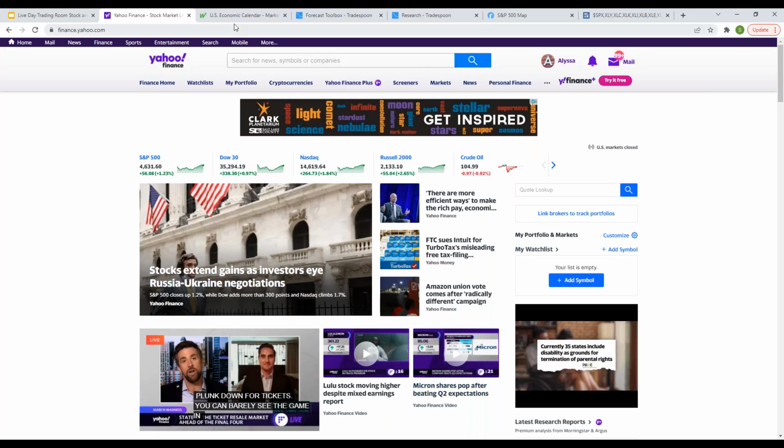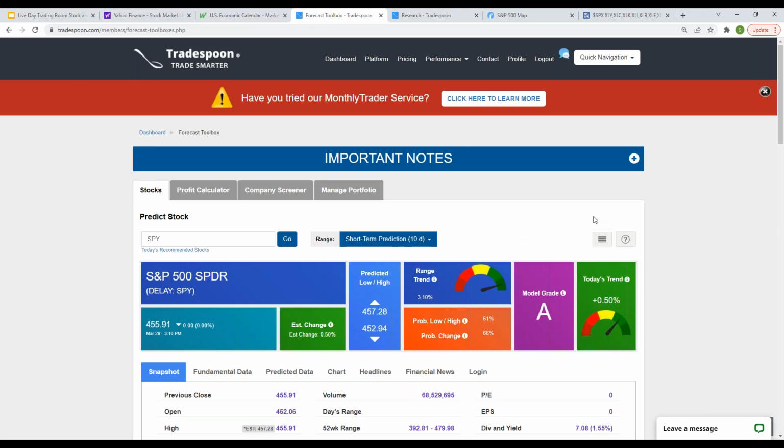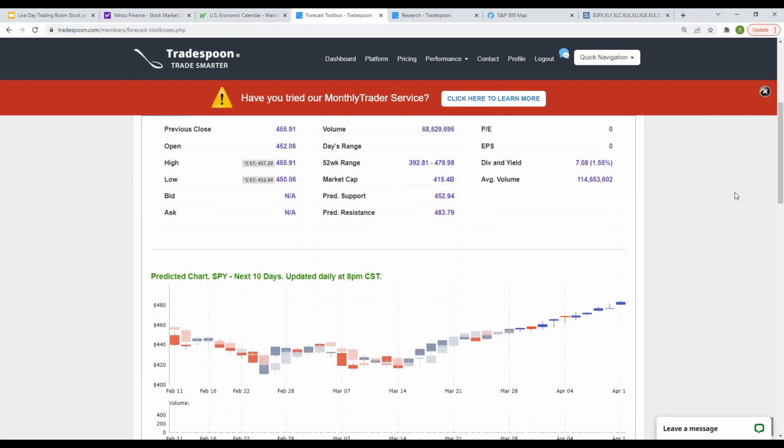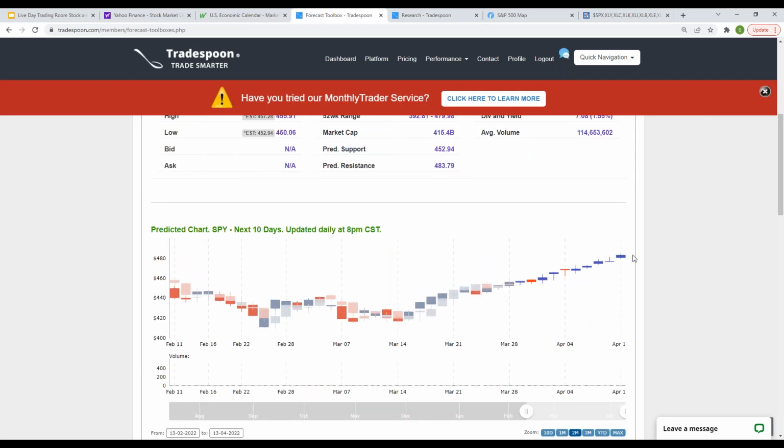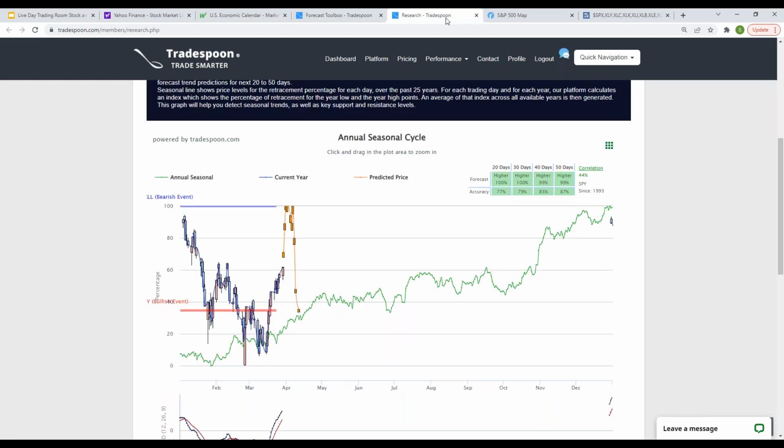Two tools. Tool number one, the toolbox. SPY, what does it look like? Bullish in the short term. Whereas back here, it looked projected to go sideways in the short term. And that's something you could look at there. But this looks bullish in the short term.